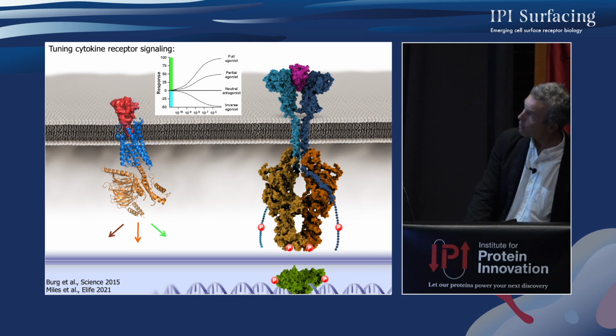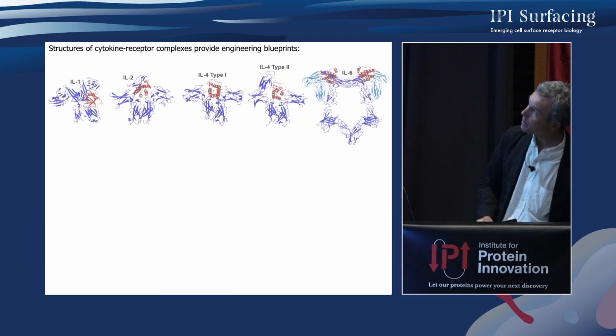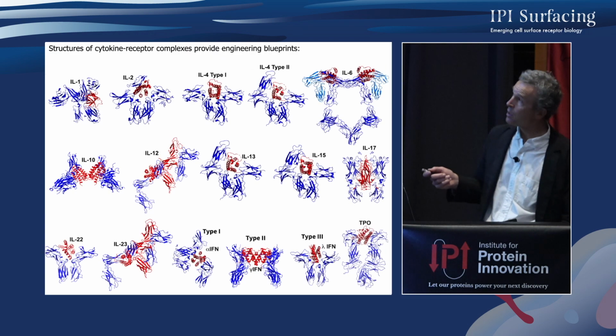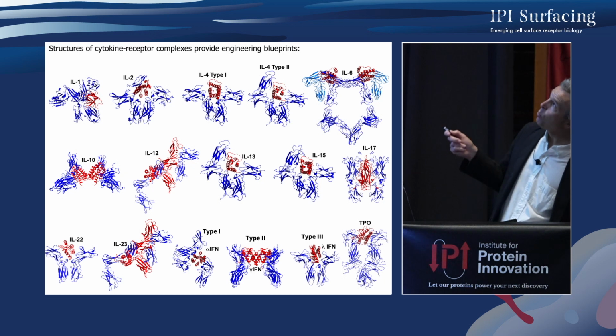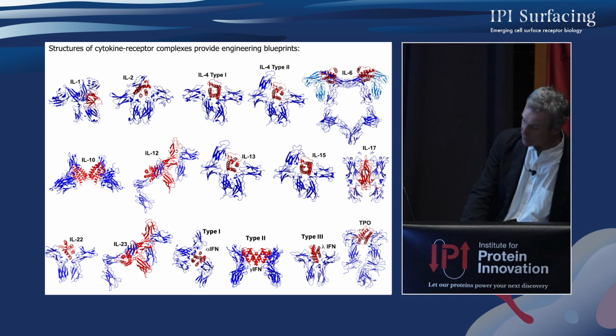So we've done a lot of this, and I'm not going to go through all of it. I'm just going to give you some select examples because we have all these blueprints in the lab of all these houses we want to remodel. And so now with the structures of these cytokines, we can go in there and make mutations and look at the activities using these blueprints.